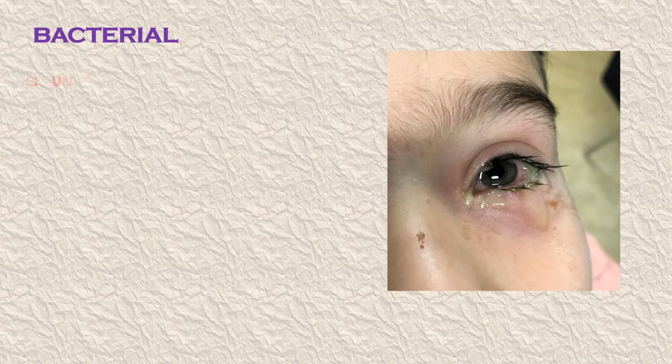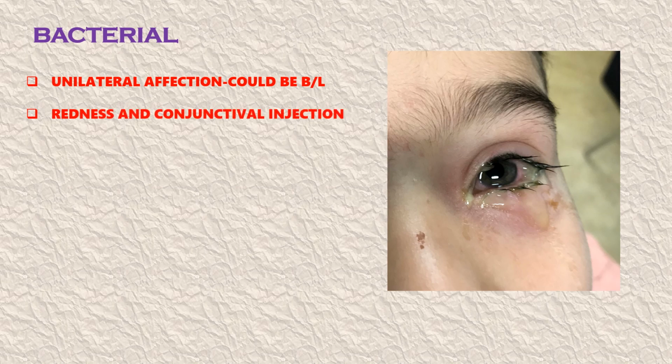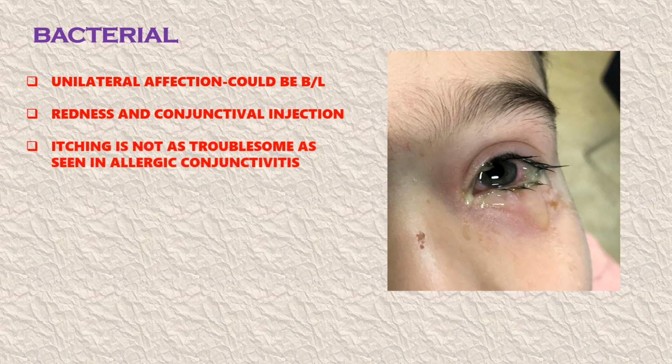Let us now go through the characteristic features of bacterial conjunctivitis. The affection may be unilateral or bilateral. That means most of the time we see one eye getting affected, but both the eyes can be affected as well. There is redness and conjunctival injection, which is similar to what we saw in allergic conjunctivitis. Itching is present, but is not as troublesome as seen in allergic conjunctivitis.